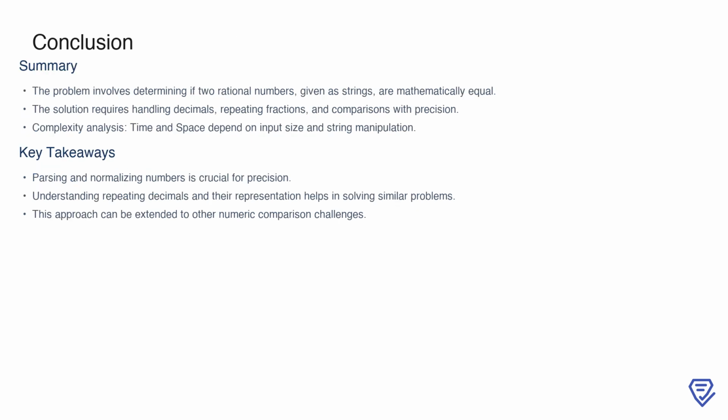That wraps up our discussion on LeetCode problem number 972, equal rational numbers. We reviewed the problem, broke down the solution, and highlighted key concepts like parsing and handling repeating decimals.